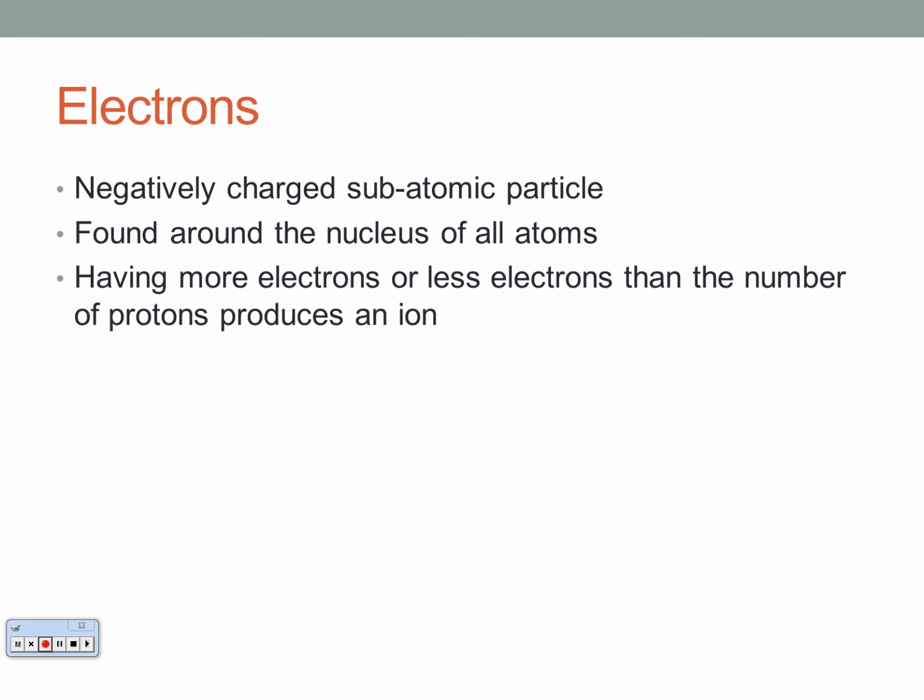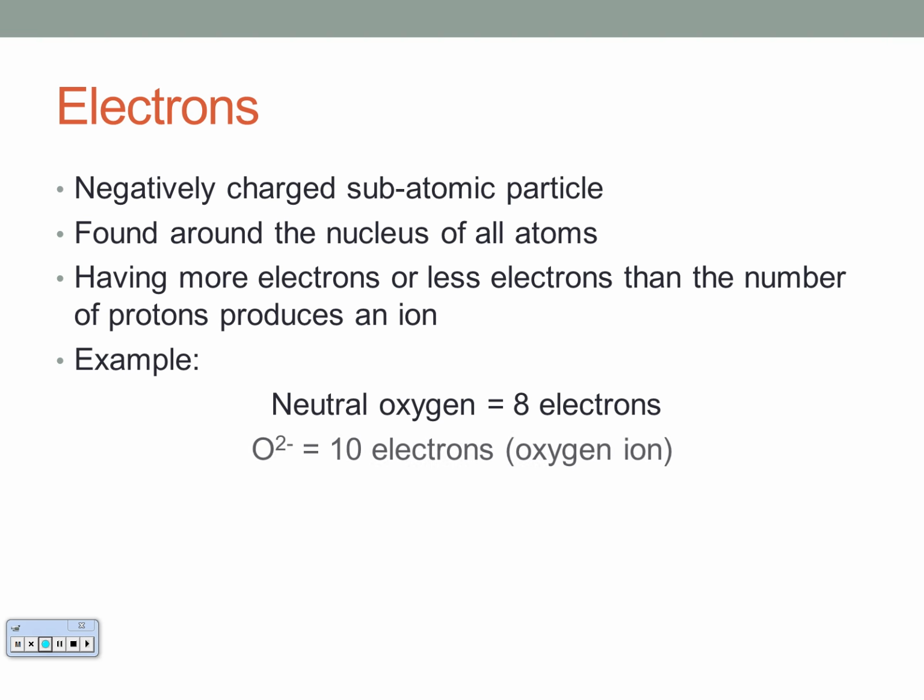And if you remember, having more electrons or less electrons than the number of protons produces an ion. So here's an example. Neutral oxygen, so no charge on oxygen, should have 8 electrons. If it ends up with 2 more electrons, it'll have 10 electrons, and this will become an oxygen ion.